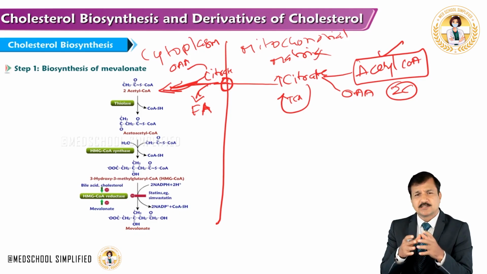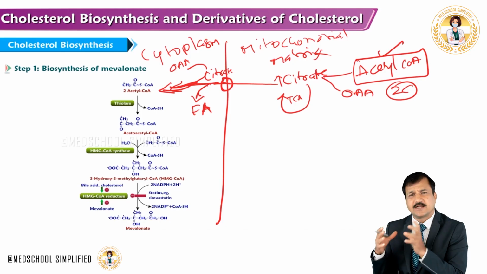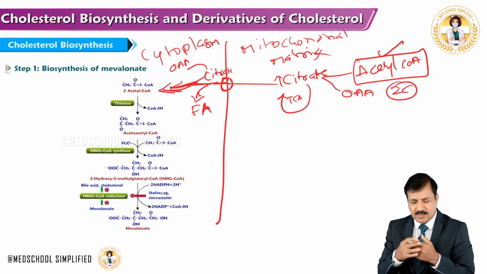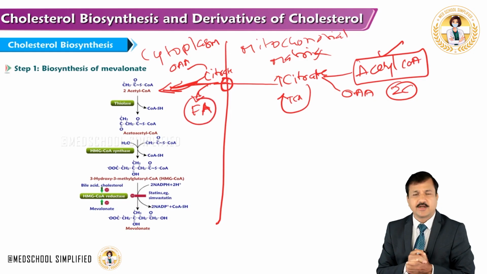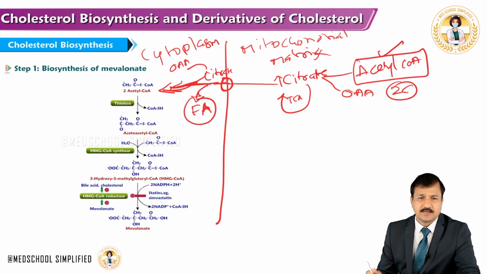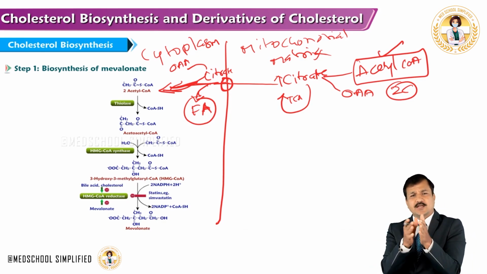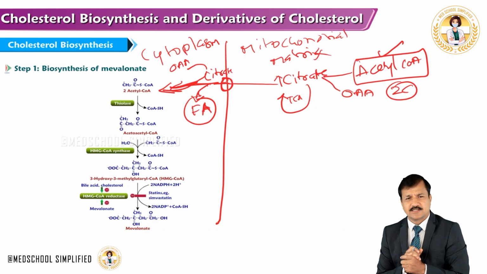Okay, so in the cytoplasm there is an enzyme called citrate lyase, and this citrate lyase breaks the citrate into acetyl-CoA and oxaloacetate, and acetyl-CoA is diverted into fatty acid synthesis. It can also be diverted into cholesterol biosynthesis, and that's what we are seeing now. That is how acetyl-CoA comes into the cytoplasm. Now the 2 acetyl-CoA molecules condense with one another to make aceto-acetyl-CoA, shown in the figure here. This reaction is catalyzed by the thiolase enzyme.